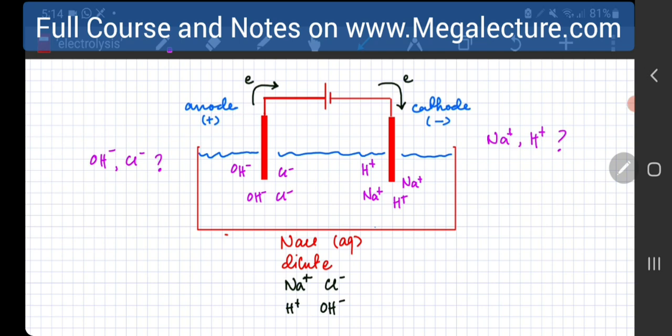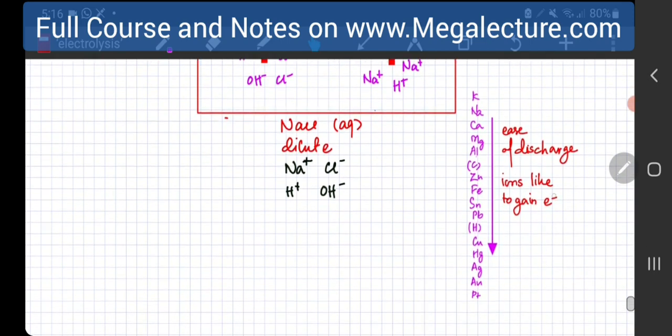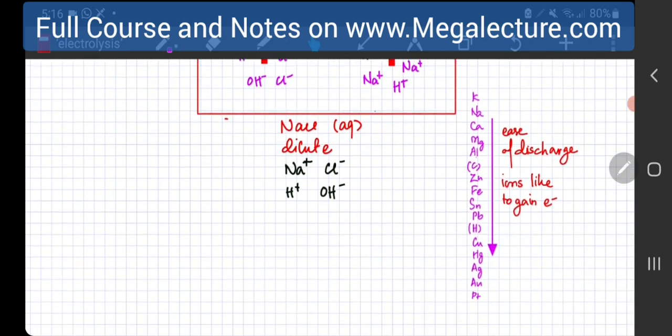So the question now again is, the battery is sending electrons. Let's focus on the cathode first. The battery is sending electrons, so who's going to gain those electrons? Whether it's going to be Na+ or H+. How do we figure out who gains electrons? How do I know who likes to gain electrons? So we're going to look at the ease of discharge series, which is the reactivity series. And this time, we've got a competition between Na and H over here.